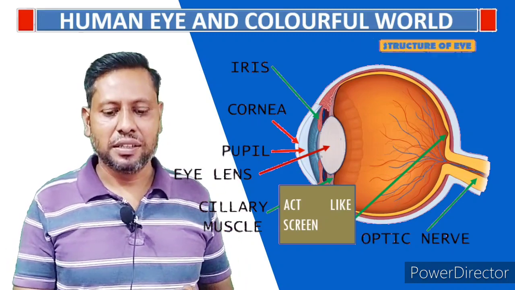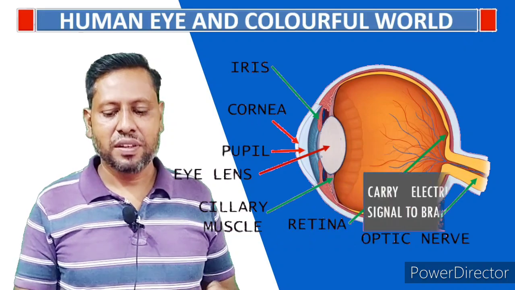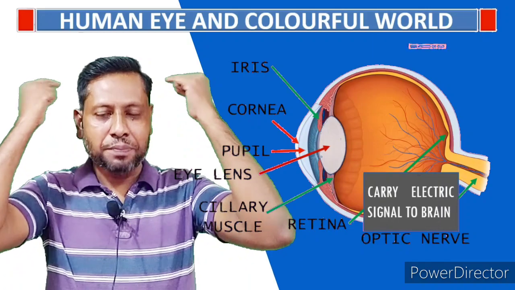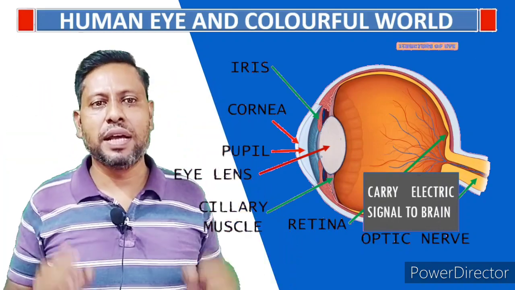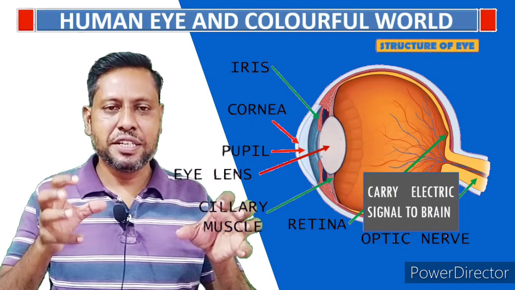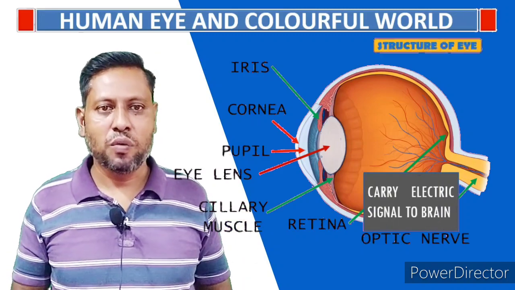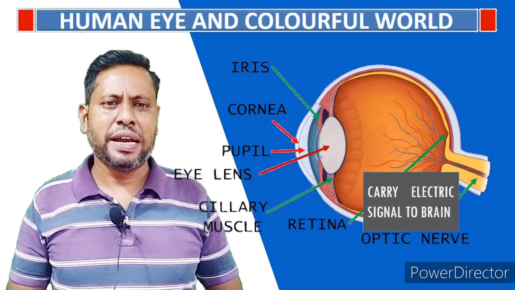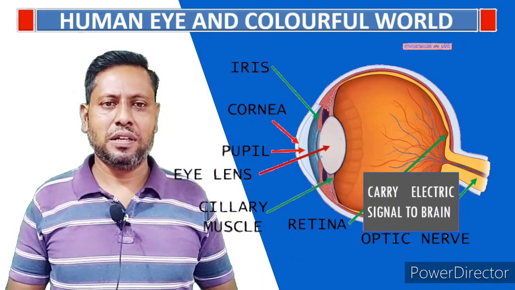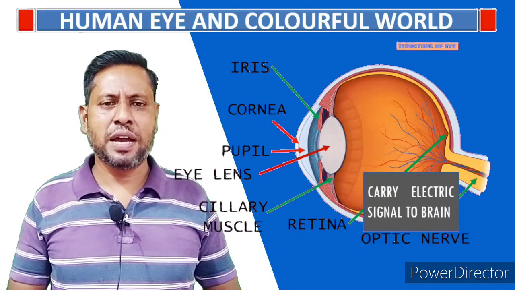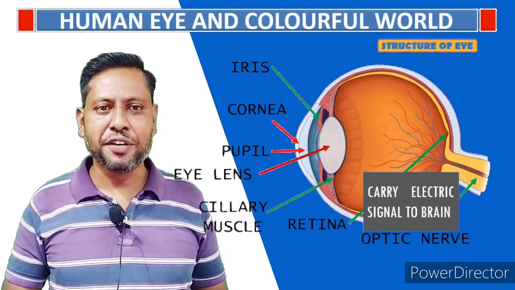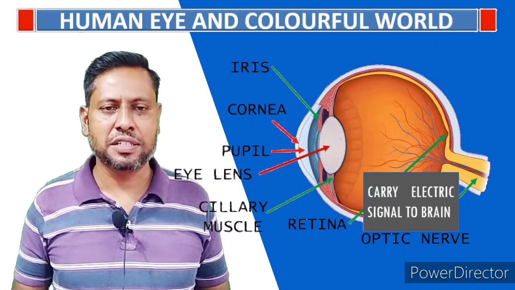Ultimately that electric pulse is carried by the optic nerve to the brain. So finally our brain will analyze what color we are looking at, what the intensity of the color is, what object we are looking at, and all these processes are handled by the brain. So this is the quick recap of the structure of the eye. This part is not meant for examination this year at least.